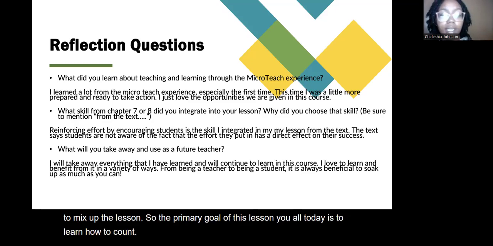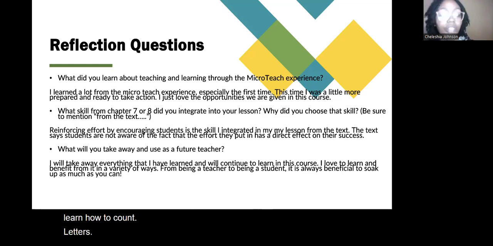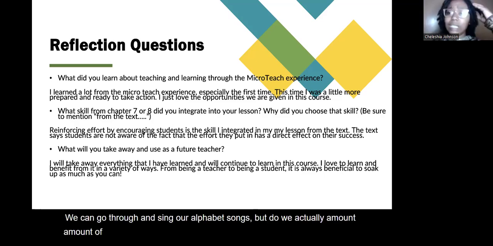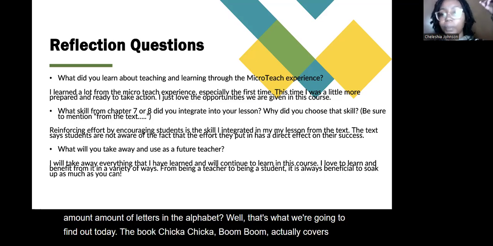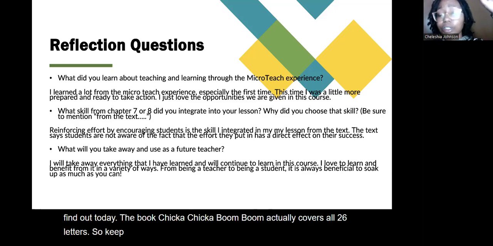Reinforcing by encouraging students is the skill I integrated in my lesson from the text. The text says students are not aware of the fact that the effort they put in has a direct effect on their success. The reason I chose this is because a lot of us do not encourage our students. We just let them not even try, and we are okay with that. Today's generations, we are okay with that. But I feel like if you put a little spark into them, then success will follow behind.